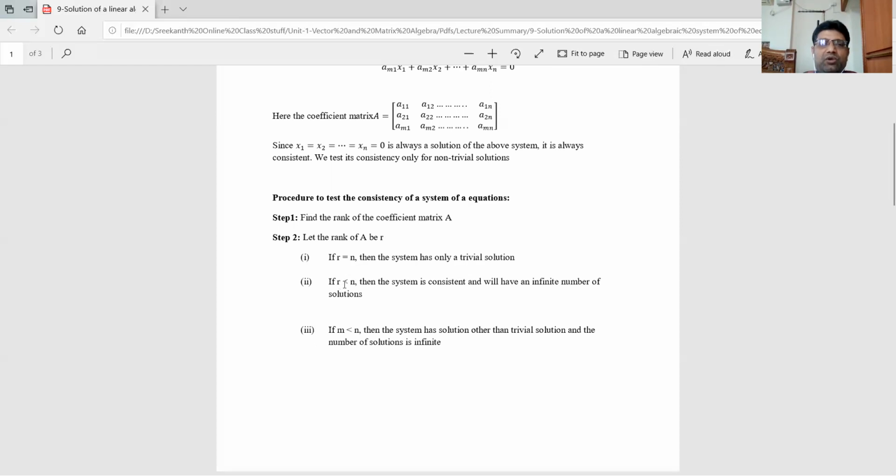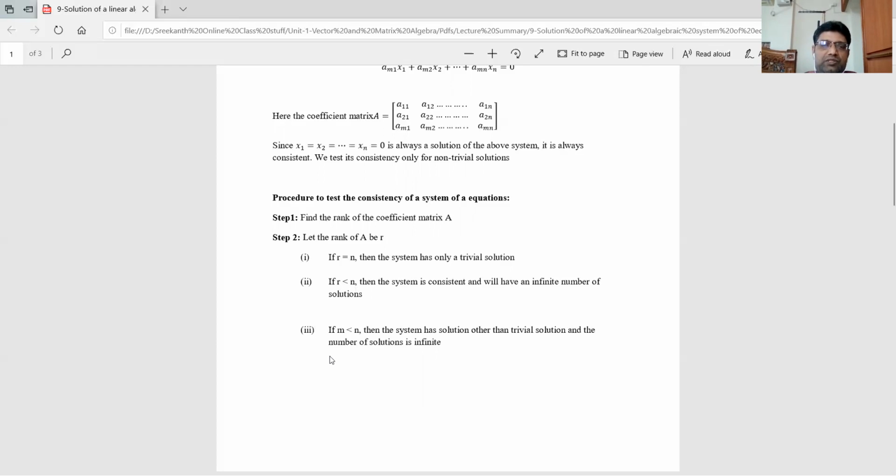Suppose the rank of the coefficient matrix is less than n, then the system is consistent and it will have an infinite number of solutions, expressed in terms of n minus r arbitrary constants. So whenever the rank of the coefficient matrix is less than the number of unknowns, the system will have infinitely many solutions, in terms of n minus r constants.